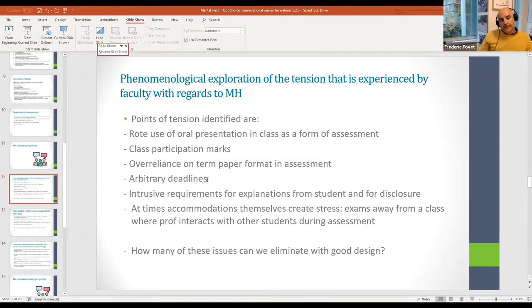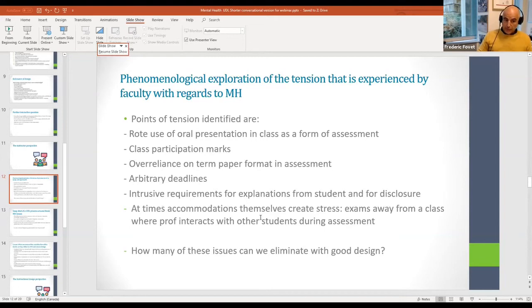So arbitrary deadlines, they realize there's a lot of tension being created there, but they're not always quite sure what they could do about that either. And then intrusive requirements for explanations from students and for disclosure. This is when they are, in the traditional format of accommodations and medical notes and things like this, something is late, they have to ask the students why, and they have to ask for documentation. They realize that's creating tension and mental health issues, but they're not quite sure what to do either.